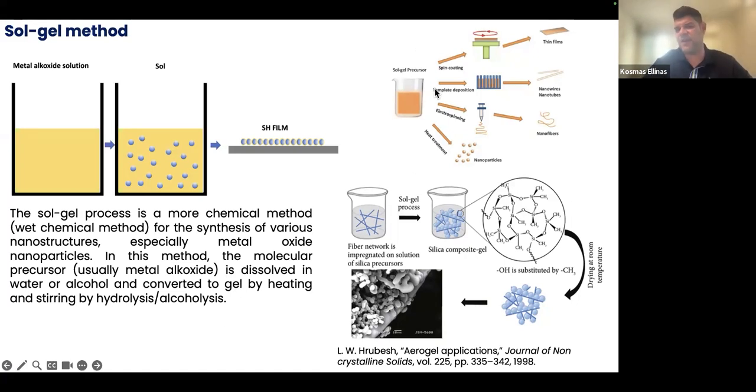Then this precursor can be used using spin coating, template deposition in order to create specific nanowires, electrospinning in order to create fibers, or heat treatment in order to create nanoparticles. So it is a very versatile method to create metal oxide nanoparticles or other forms.